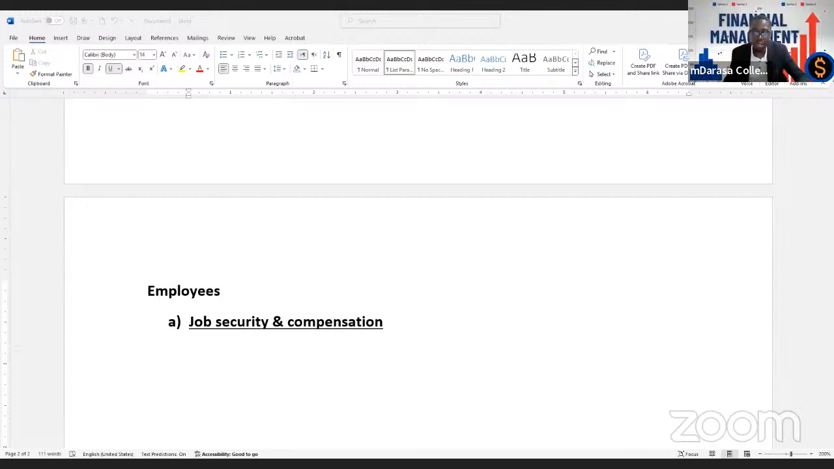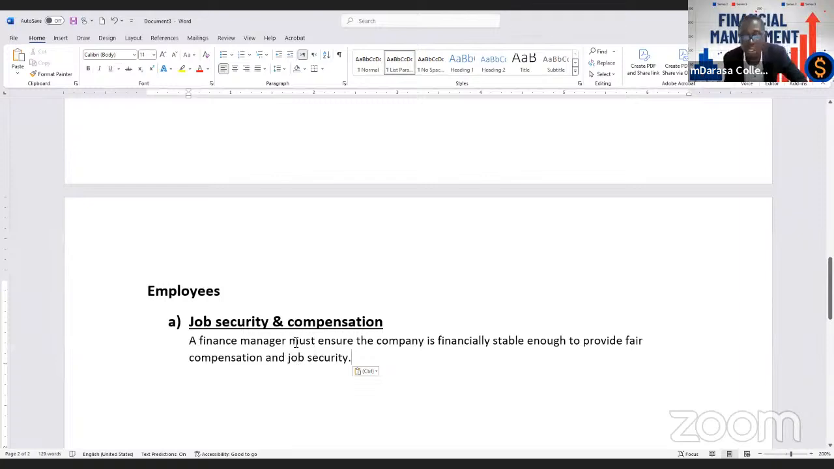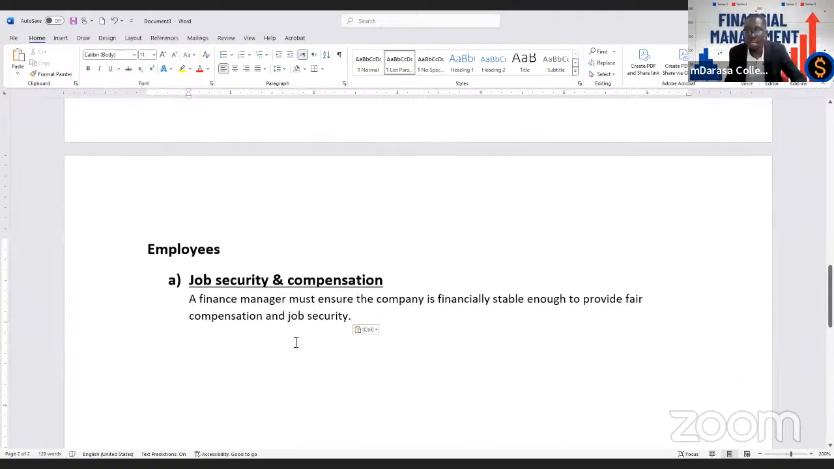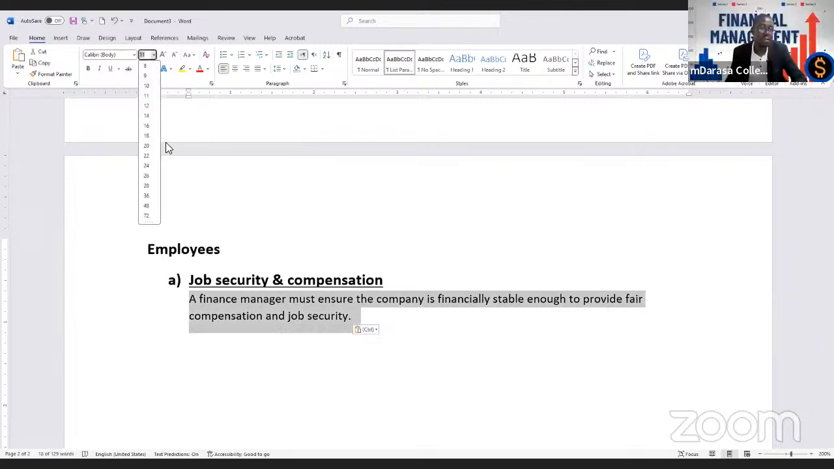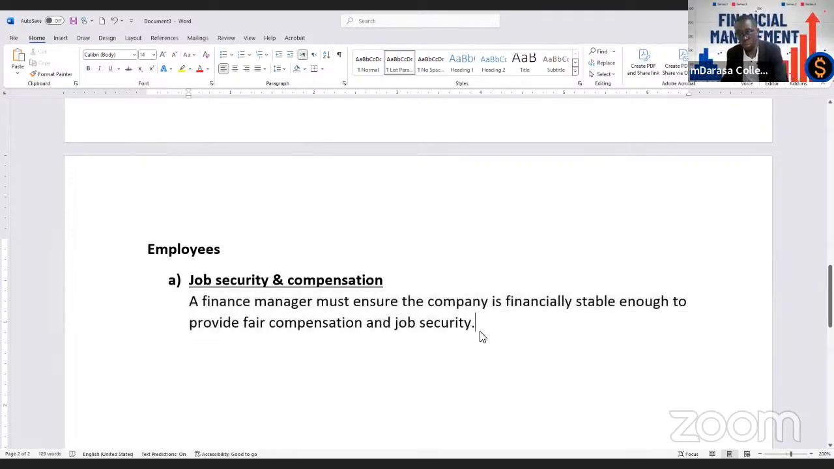So in a very brief manner, we can agree and say that, in relation to job security and compensation, a finance manager must ensure the company is financially stable enough to provide what? Fair compensation and job security. Very, very important.